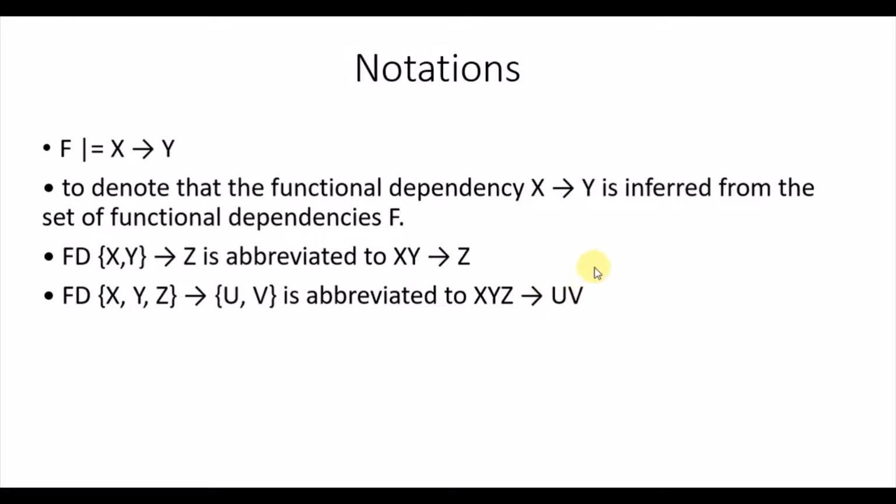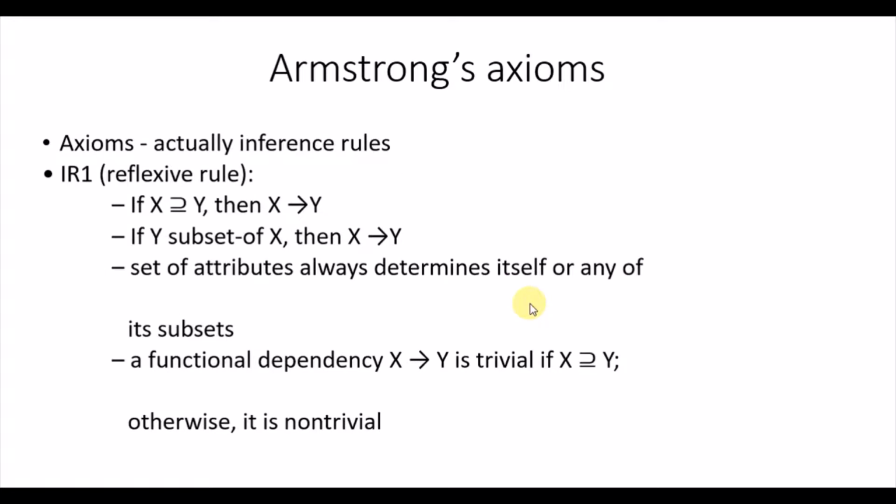Then we'll see Armstrong's axioms. When we talk about axioms in mathematics, we know that axioms are accepted facts. But here, these axioms are not that kind of facts. They're actually rules, inference rules. So axioms are inference rules, and we have 6 different inference rules.